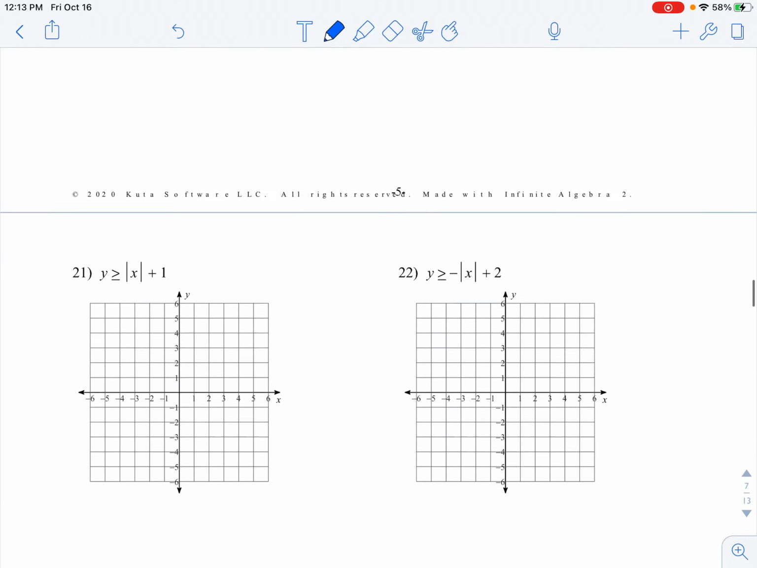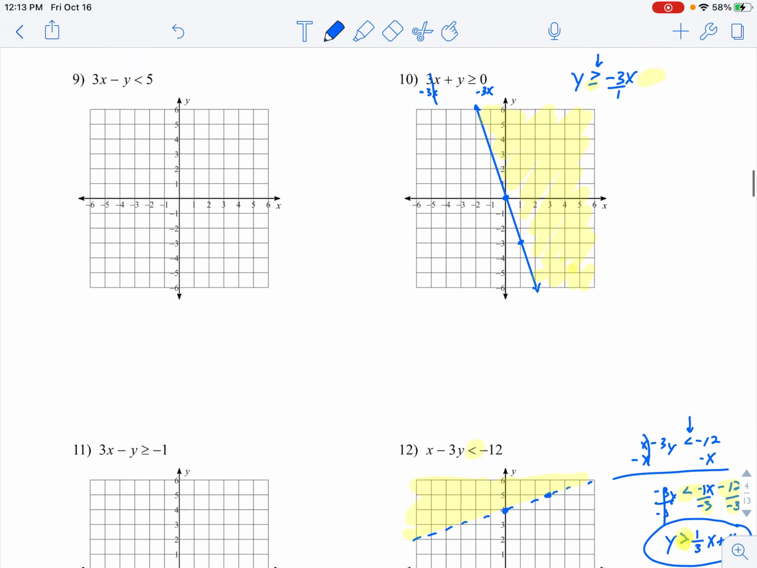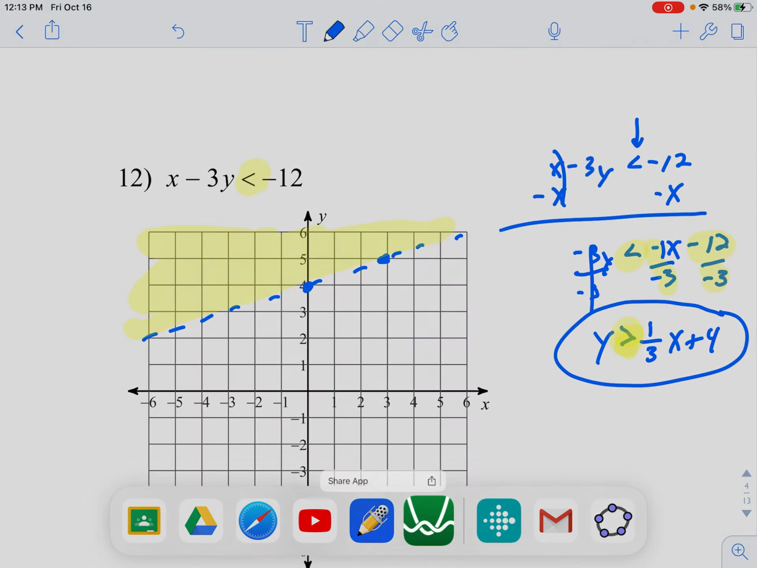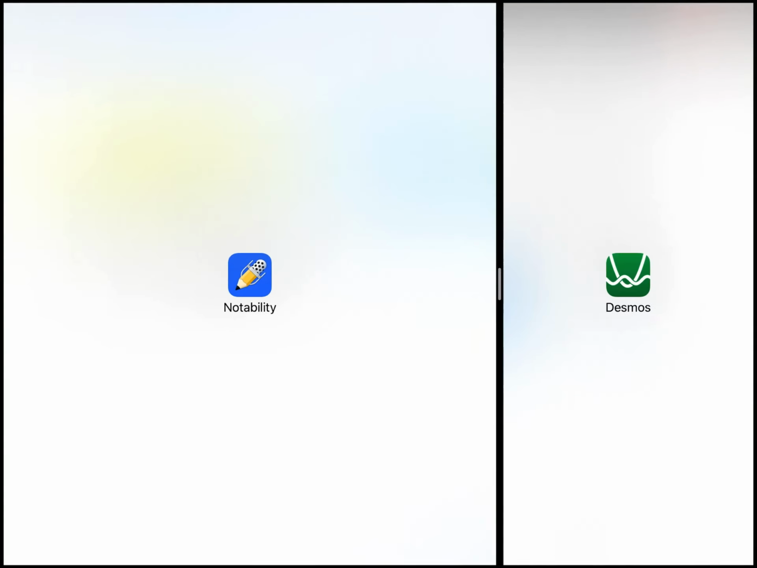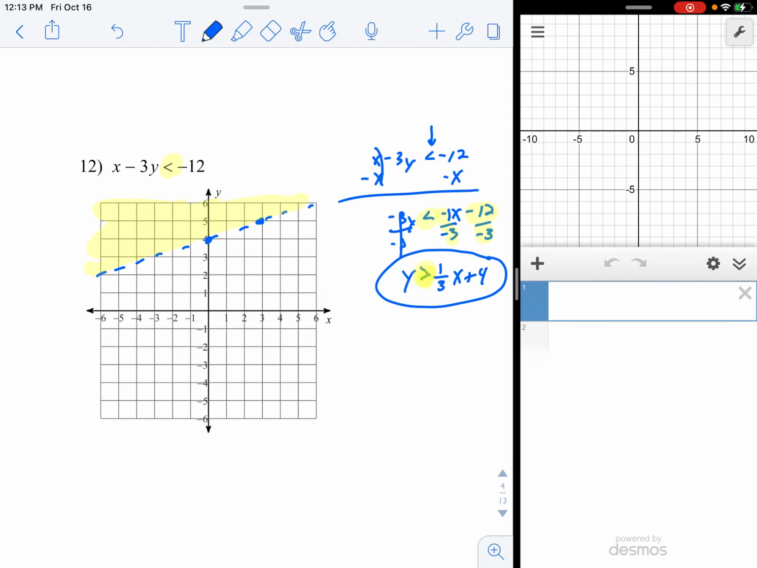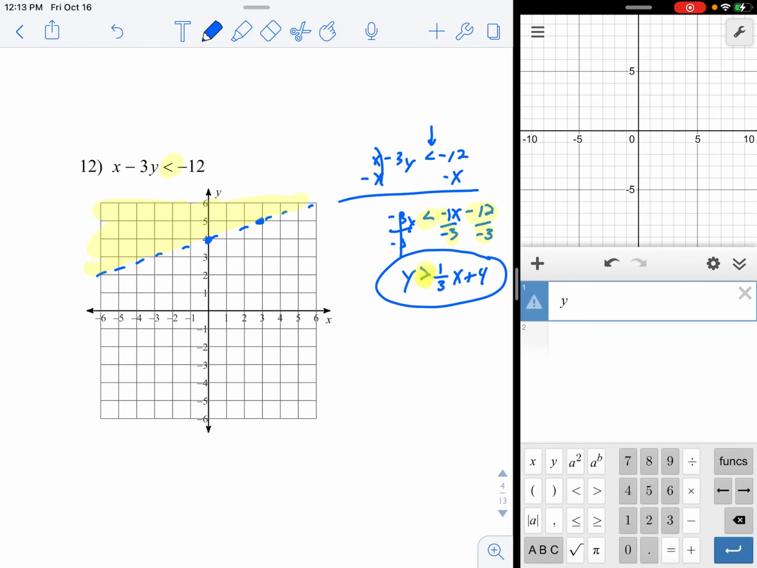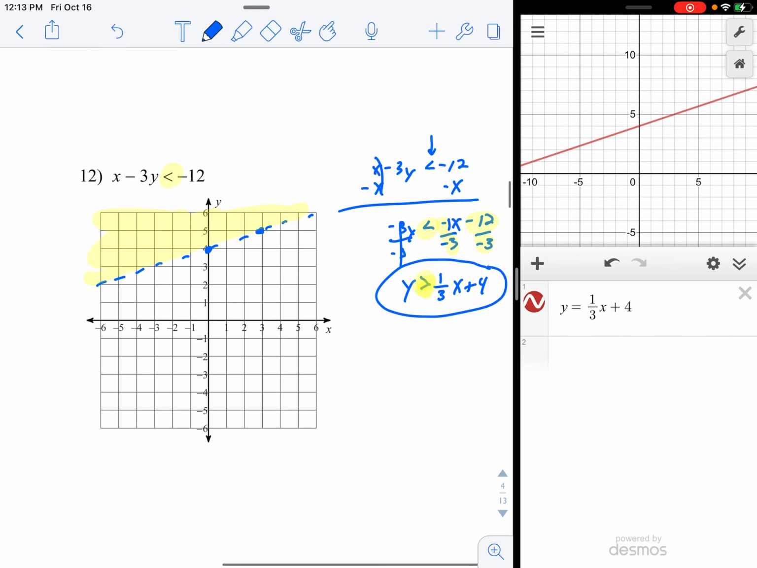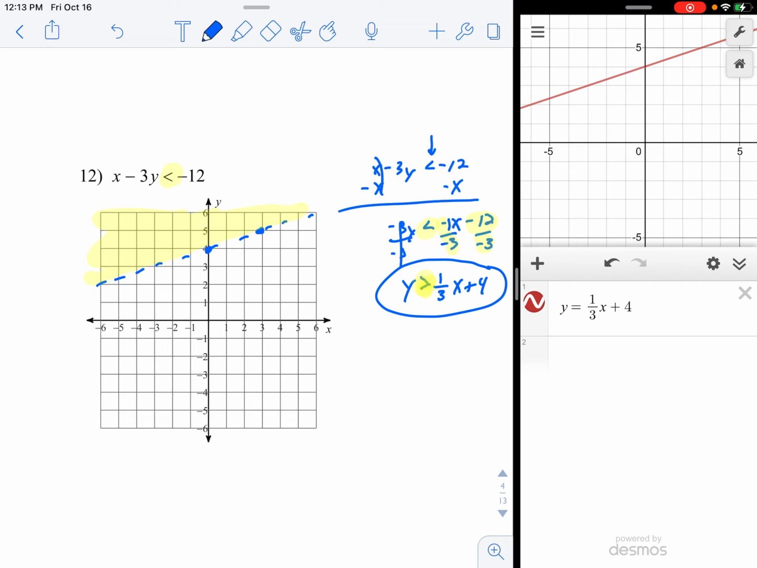Okay, so admittedly, I had to jump through a few hoops in order to graph this. Let's talk Desmos for a second. First of all, if I type in y equals 1/3 x plus 4, do you see that I get the line? I graphed my line correctly. So that's a good way to check it.